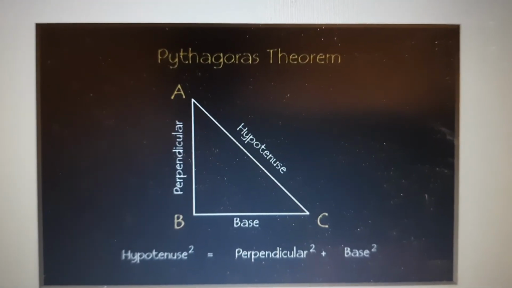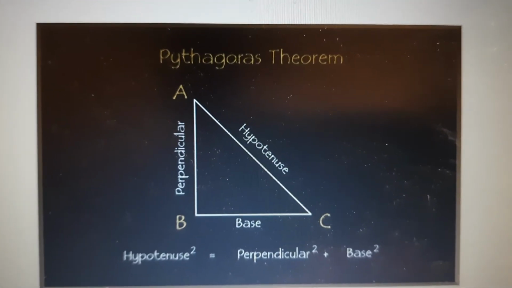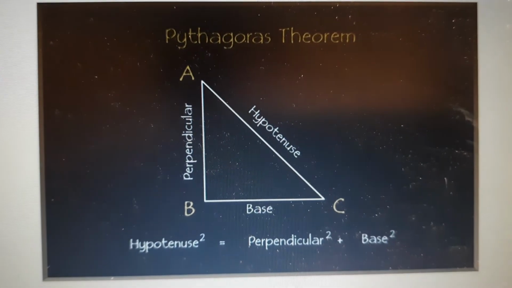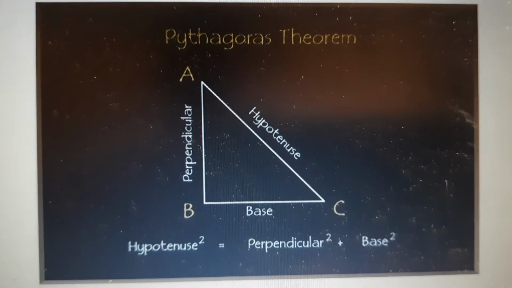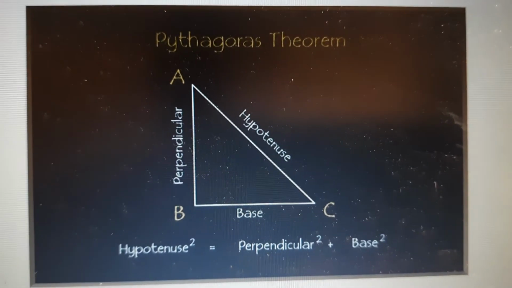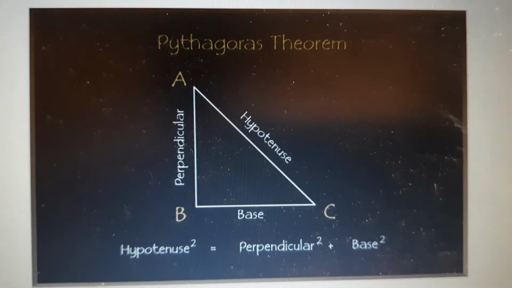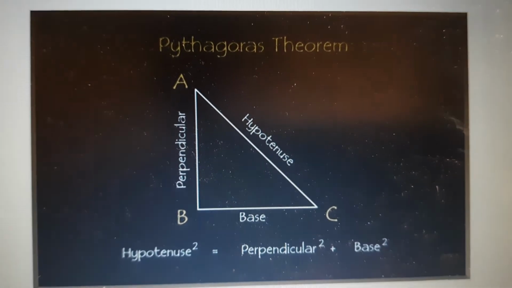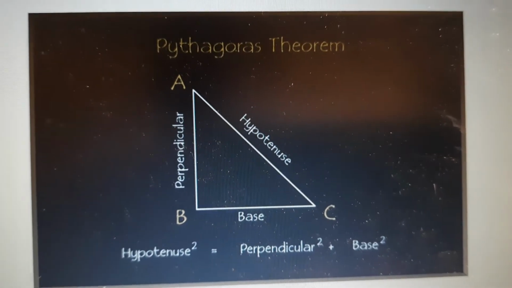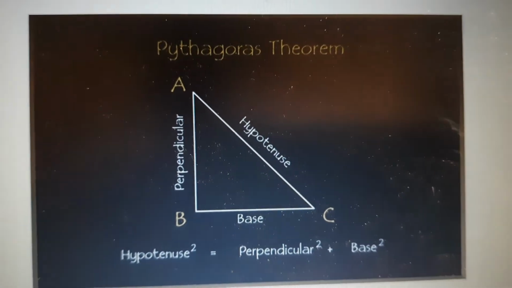Just a reminder, Pythagoras theorem is only for right angle triangles. You can see the base, the hypotenuse is the longest side, and the perpendicular is the height of the triangle. The Pythagoras theorem formula is hypotenuse square is equal to perpendicular square plus base square, and why we have this formula is already explained to you in the last video.